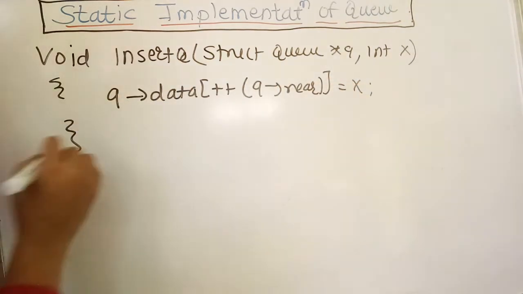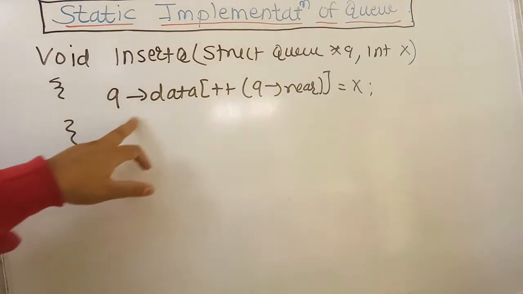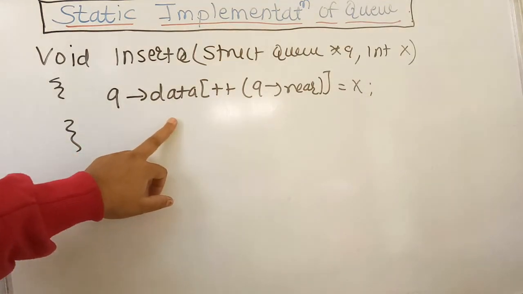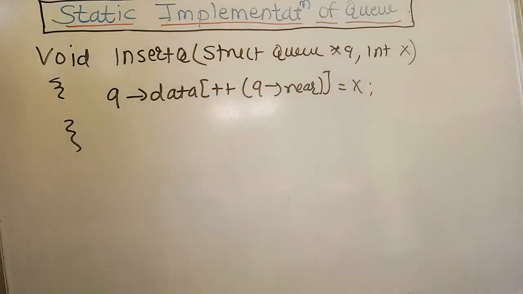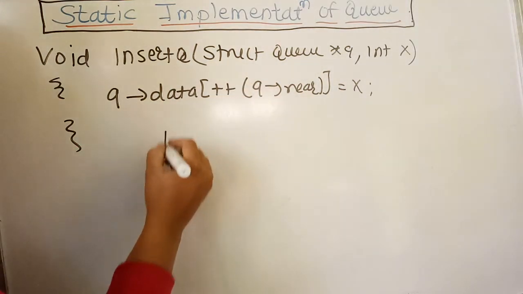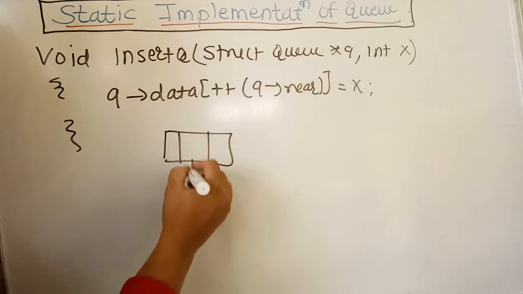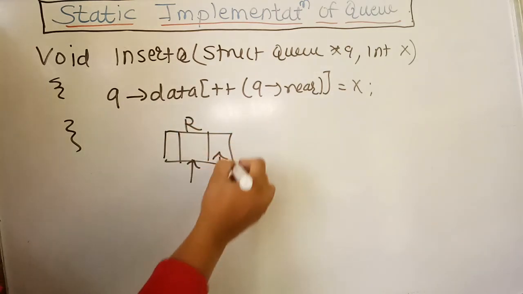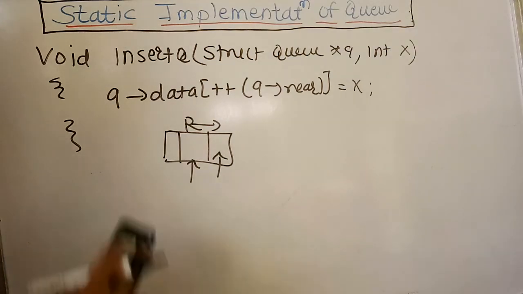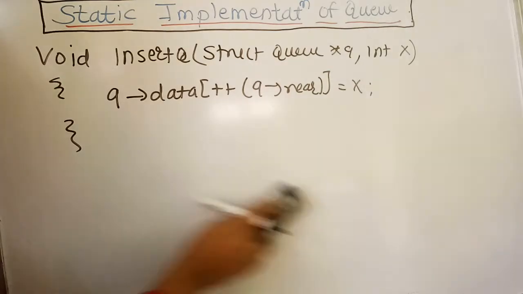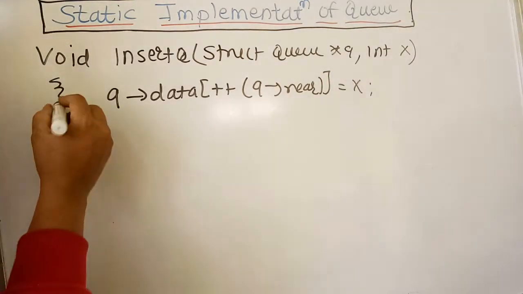Now carefully see here. We are inserting in the data element of a queue, but first of all we have to advance rear by one position. So for example, rear is at this position, we have to insert here. So we have to first extend rear to the next position, and then we will insert the data element in it. So this is for the insertion.